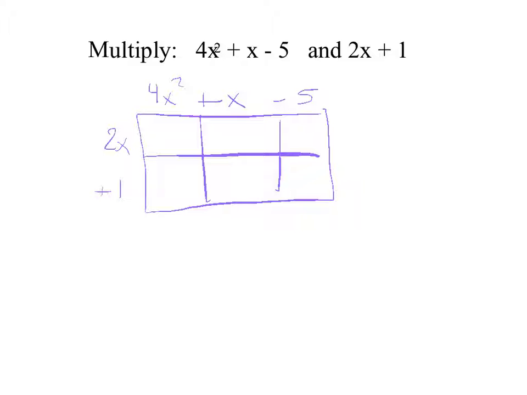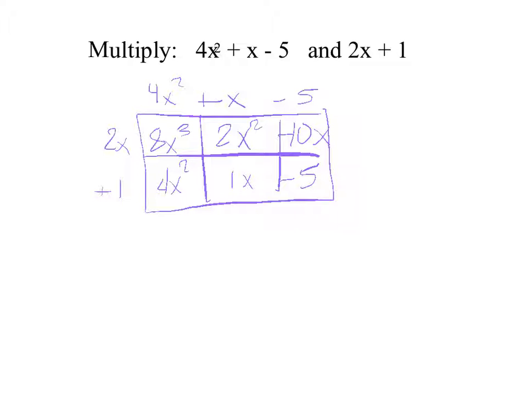We're going to have 2x times 4x squared would be 8x cubed. Remember, we're adding exponents in. 2x times x would be 2x squared. 2x times negative 5 would be minus 10x. 1 times 4x squared is 4x squared. 1 times x would be 1x. And 1 times negative 5 is negative 5.